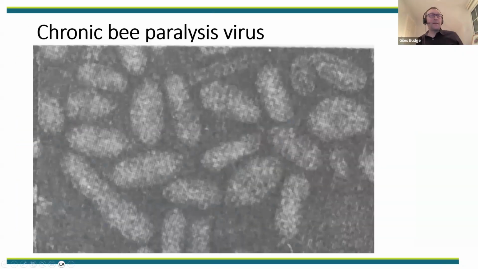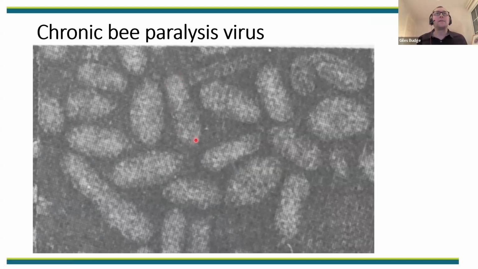And I'm going to show you what these virus particles look like. This is chronic bee paralysis virus as seen with a very powerful electron microscope. Effectively what we're seeing here is the causative agent as identified by Bailey in 1963. These are very unusual virus particles because they're anisometric, which means that they're asymmetrical.